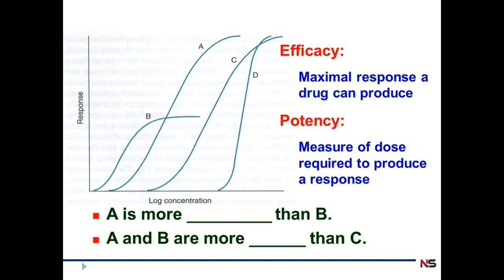Here it's written, A is more efficacious than B. Next one, A and B are more potent than C. I think you got this idea. If you have any doubt, please comment below the video. So we are moving to the next slide.